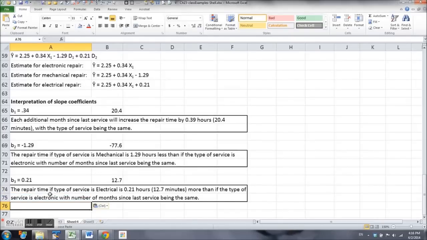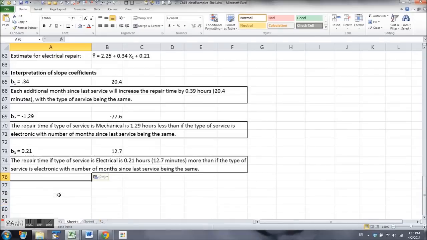So this is how you will interpret slope coefficients for dummy variables. You have to be very careful. You shouldn't say if the type of service goes up by 1, because that doesn't mean anything. The type of service is either 0 or 1, so you can't go up by 1, from 1 to 2 or 2 to 3 or anything like that. So you have to be very, very careful interpreting the slope coefficients of dummy variables.